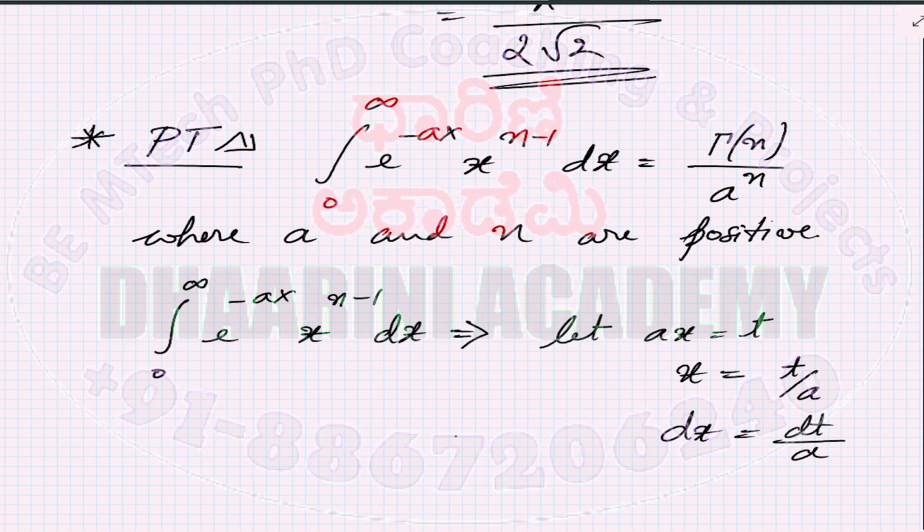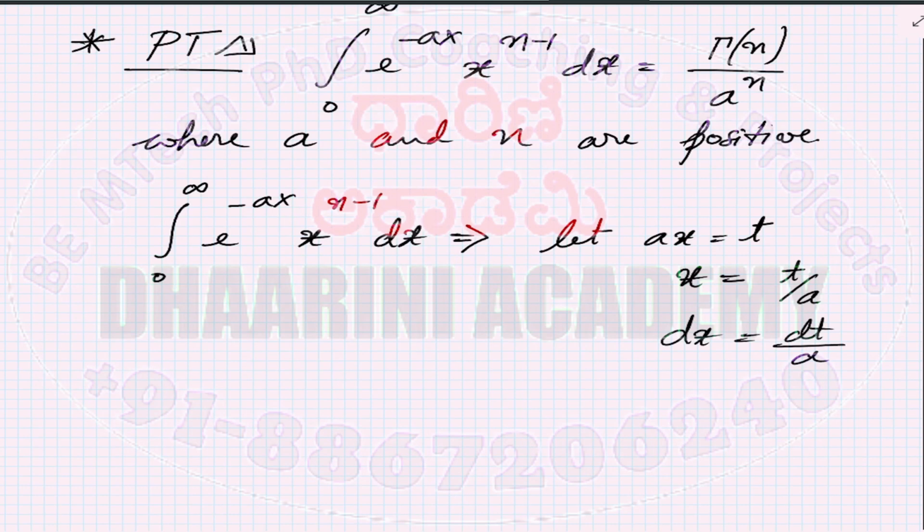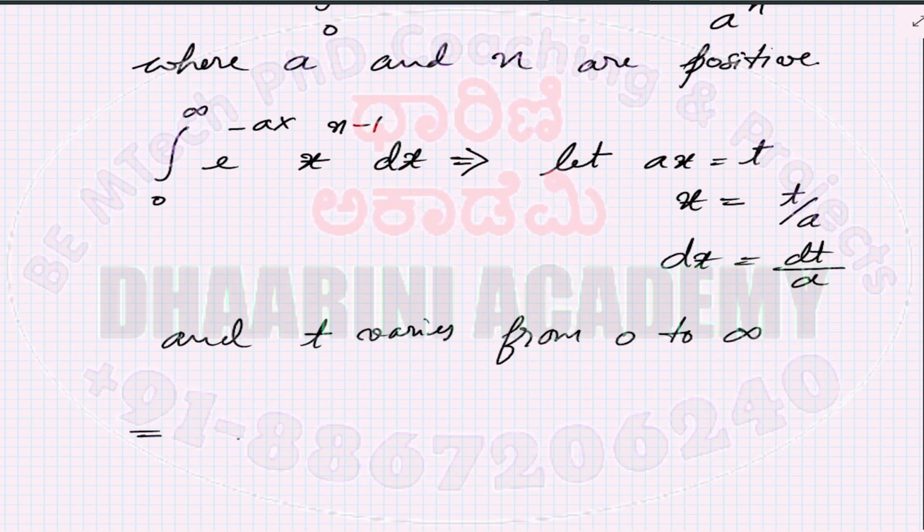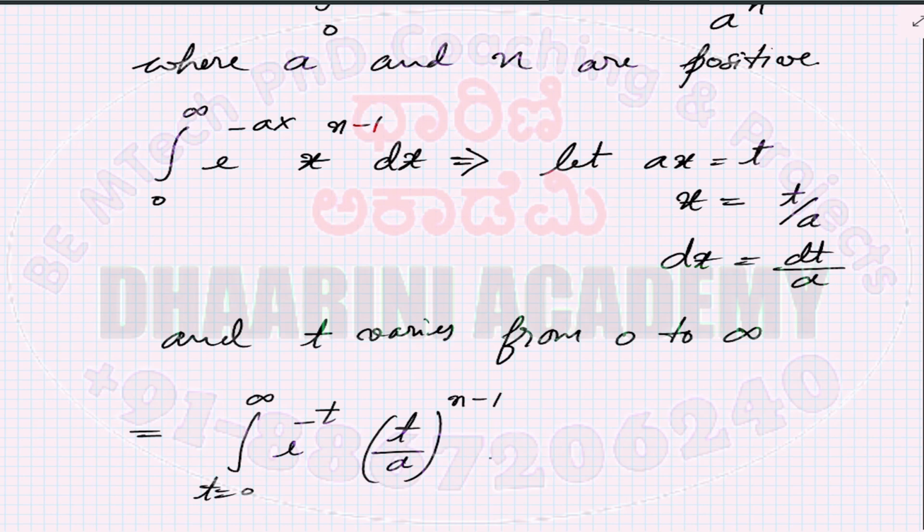I note that if x is varying from 0 to infinity, then t also varies from 0 to infinity, because when x is 0, t is 0, and when x is infinity, t is infinity. So let us make the substitution. This is equal to integral t from 0 to infinity, e to the minus t into t by a, because x is t by a, to the power n minus 1 into dt by a.